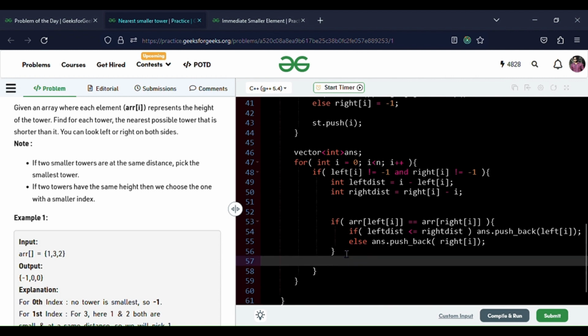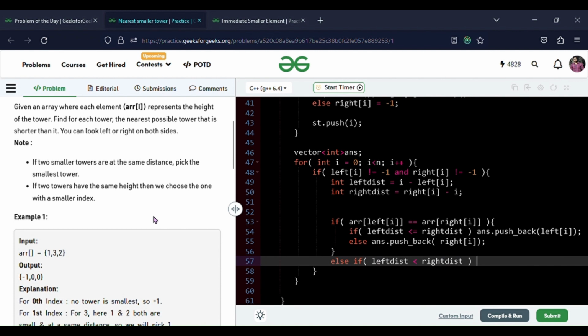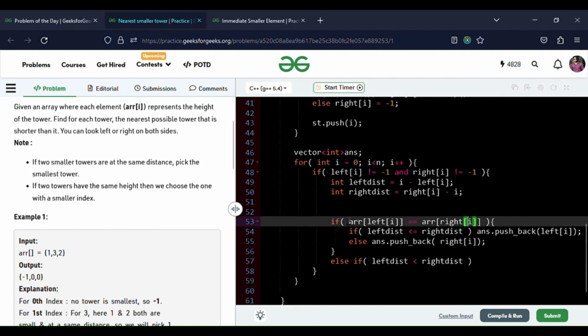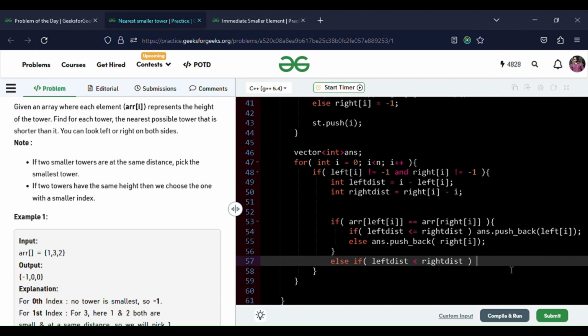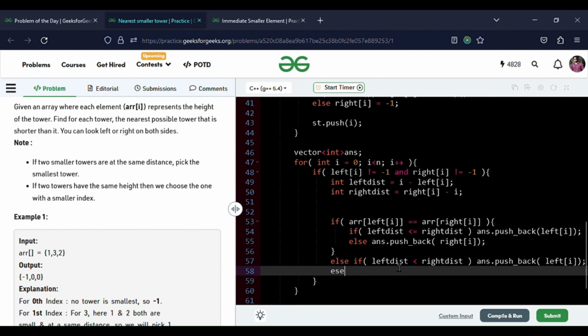now if left distance is lesser than right distance, then what we can do is, if the distances are not same, and we have checked that their values will be not same at this point, and the distances are not same, we will take the minimum distance value, and the minimum distance will be left distance, so we will take the left one. And if the distance of right is lesser than left, then we will pick the right one.